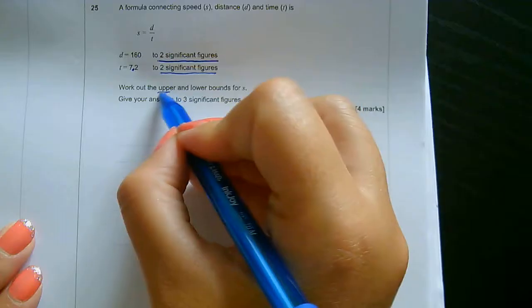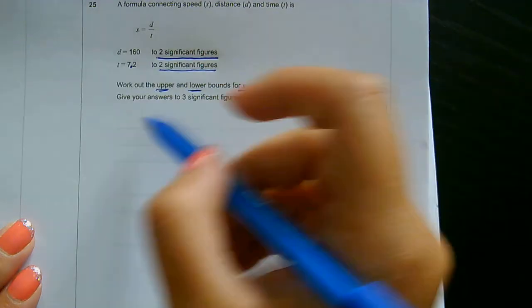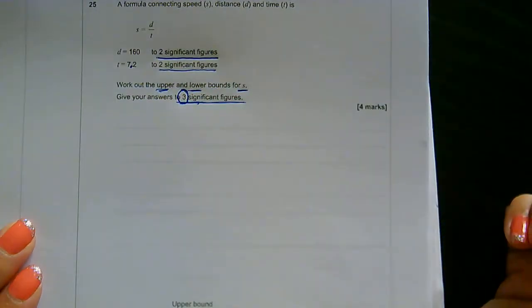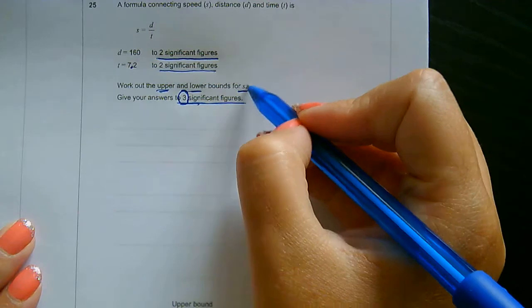And we're asked to work out the upper and lower bounds for S. And we're asked to give our answers to three significant figures. So watch that one because it changed to our answer being three significant figures. So don't lose an easy mark on that. So we're looking for S.